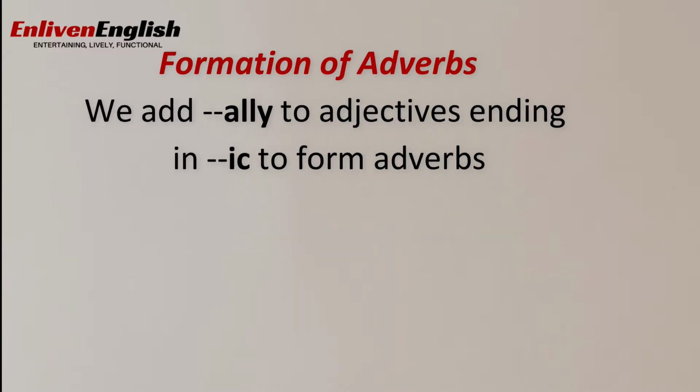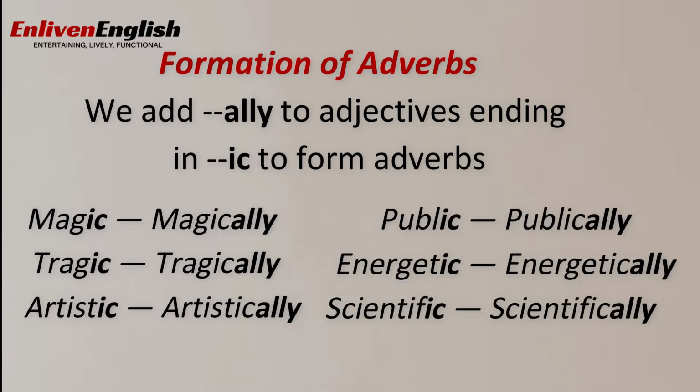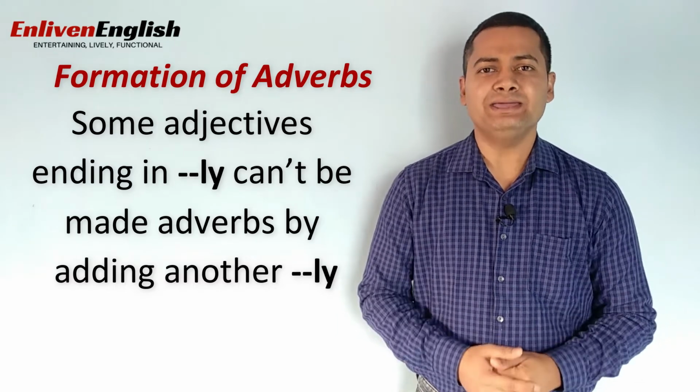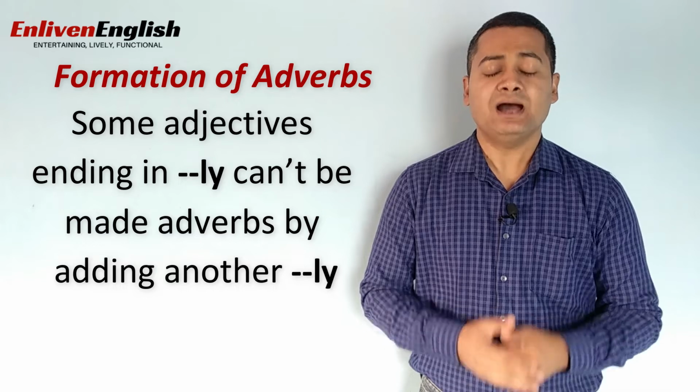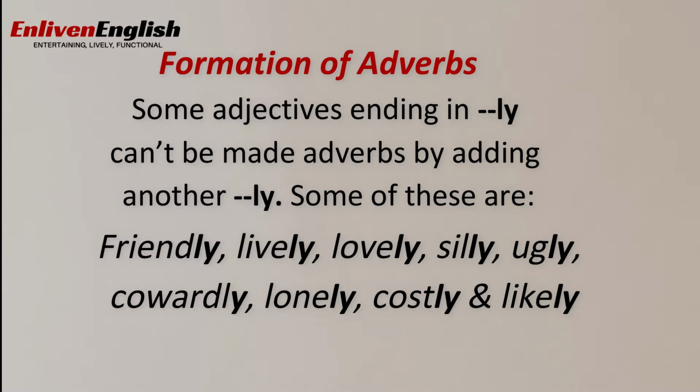We add ally to adjectives ending in ic to form adverbs, as in magic, magically; tragic, tragically; artistic, artistically; public, publicly; energetic, energetically; scientific, scientifically. Please note, some adjectives already ending in ly cannot be changed into adverbs by adding another ly. Some of these adjectives are friendly, lively, lovely, silly, ugly, cowardly, lonely, costly, and likely.